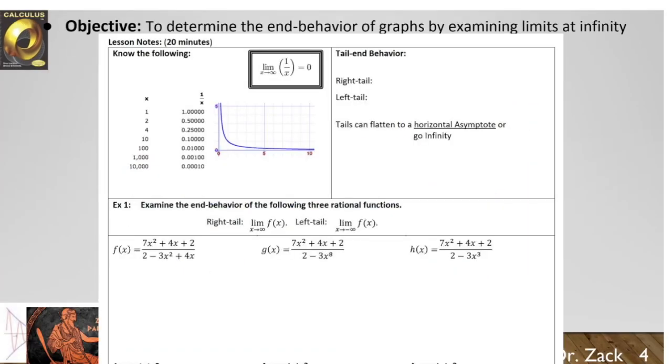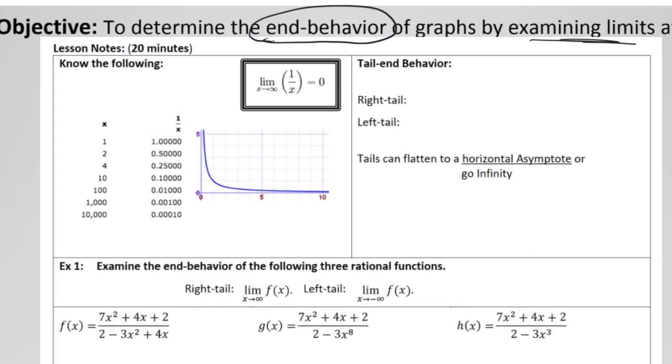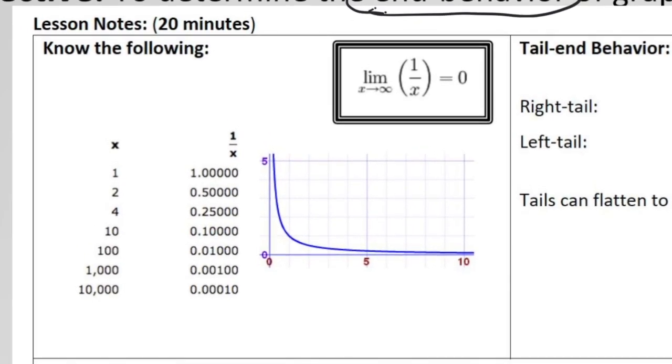Okay, so as we begin looking at the end behavior of graphs, that means we will be examining what happens as we go towards positive and negative infinity. The thing we must know in order for today's lesson to work is that the limit as x goes to positive infinity of 1 over x is equal to 0.